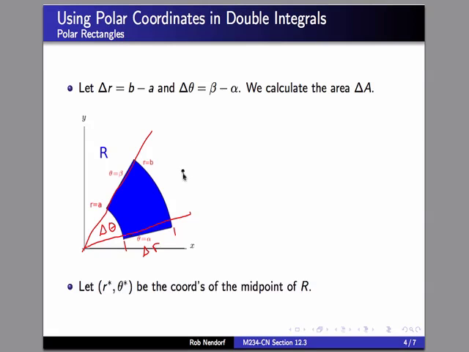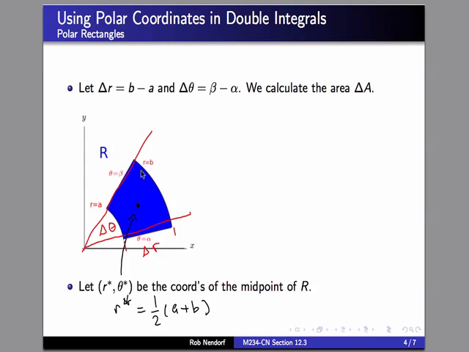To get at this, I want to make one more remark, which is that if I look at the center of the polar rectangle, and I call the polar coordinates of this point r star and theta star, then r star is halfway between a and b, so it's the average of a and b. So one half a plus b. And it turns out that this r star is going to show up in our formula for delta A. That's why I'm getting it on the screen.